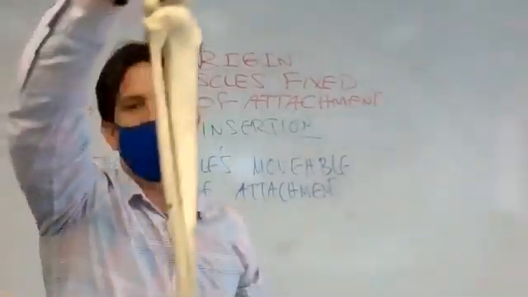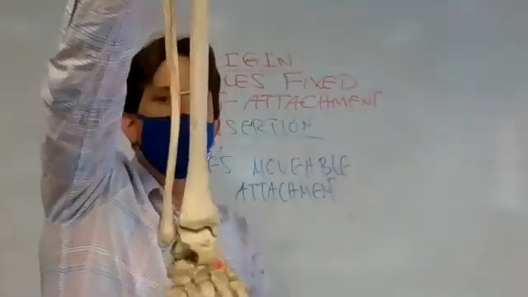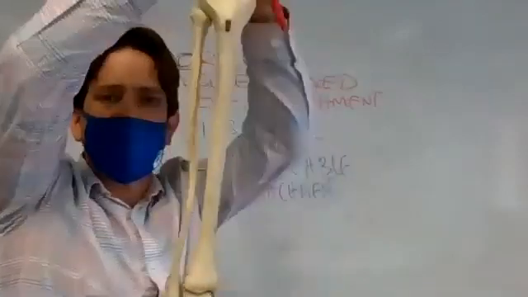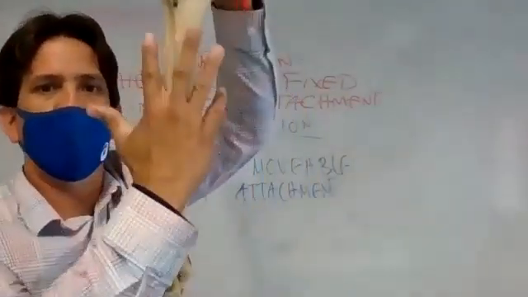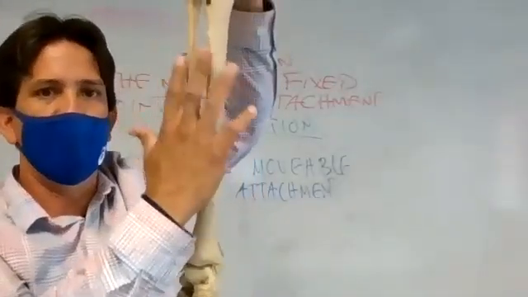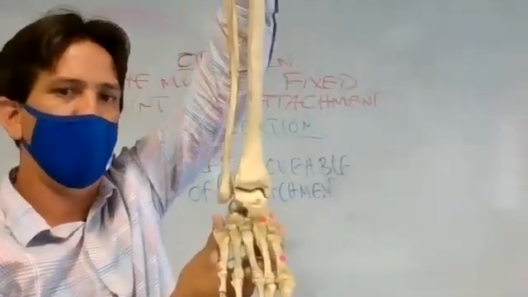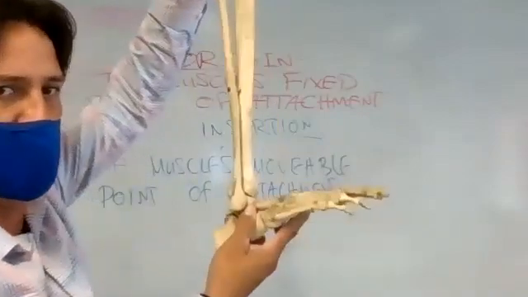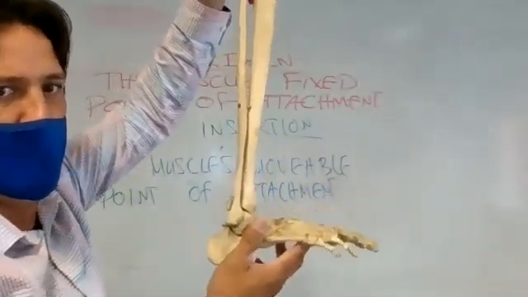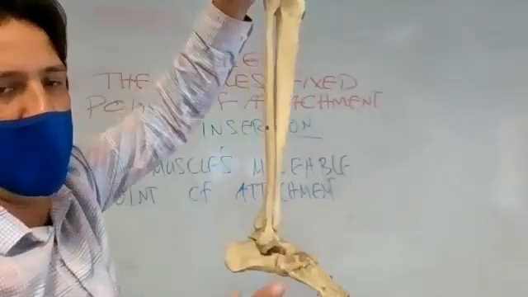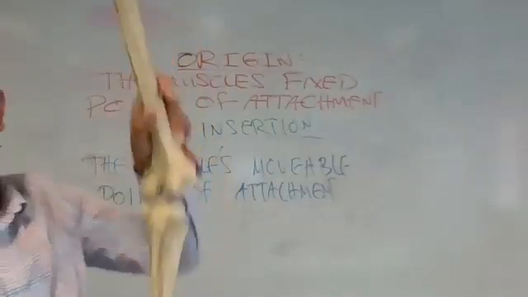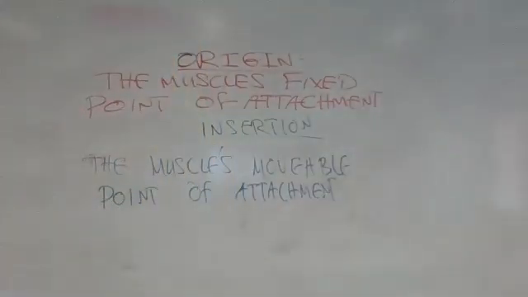The other muscles we'll get, like tibialis anterior, attaches to the top of the foot, and it inserts onto the tibia fibula. The tibia fibula doesn't move; it's fixed, right? And so once it pulls up, it'll dorsiflex the foot. So the tibialis anterior will dorsiflex the foot and move the foot up. Okay, so the insertion, movable point of attachment; origin, fixed point of attachment. That's just what that means.